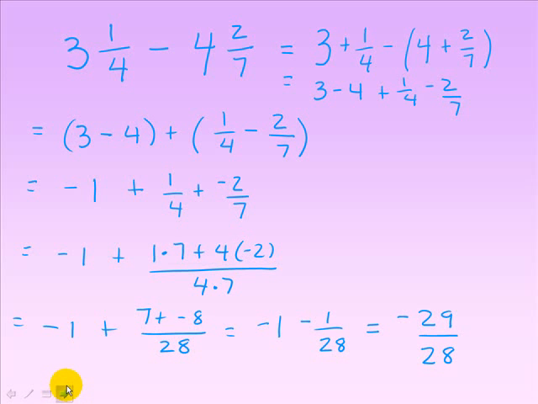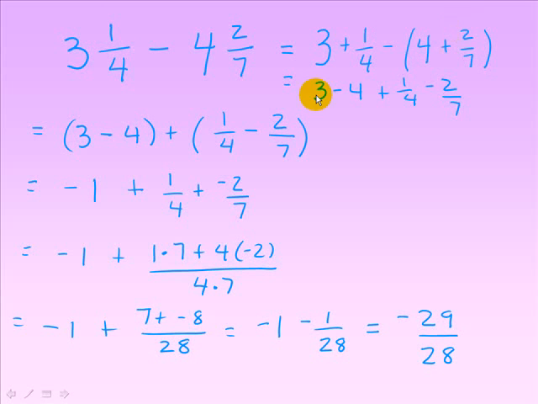Finally, I'm going to do the difference of two mixed numbers. And I want to point out that when I subtract off 4 and 2/7, I'm actually subtracting off 4 and subtracting off 2/7. So I write 3 plus 1/4, because that's what 3 1/4 is, subtract off 4 and 2/7. Now the distributive law says if there's a minus sign outside of a set of parentheses, like there is here, you must put that minus sign on both terms inside of here. So I have to subtract off the 4 as well as subtract off the 2/7.